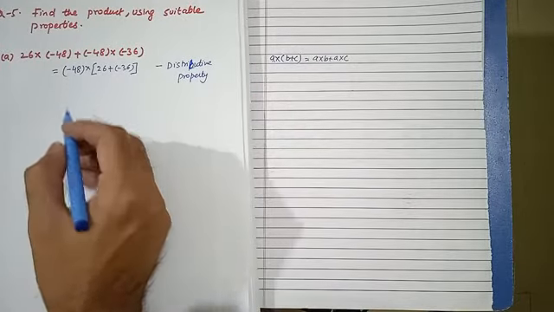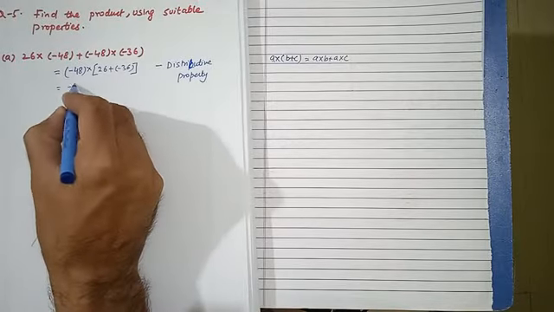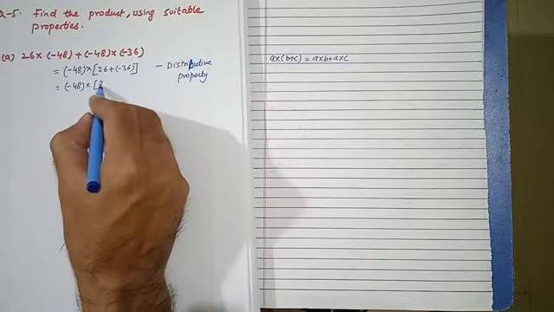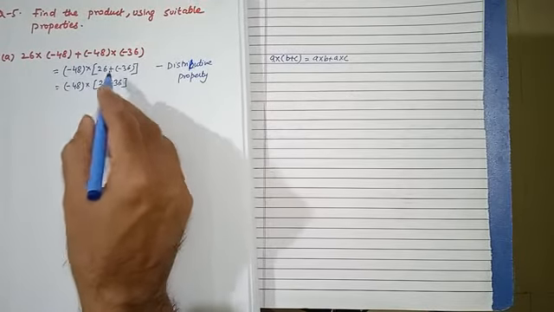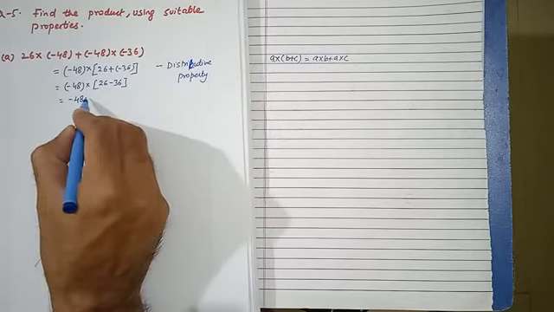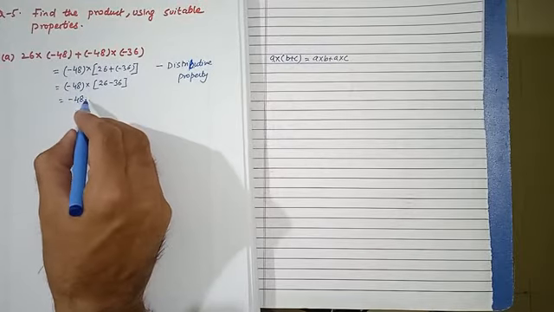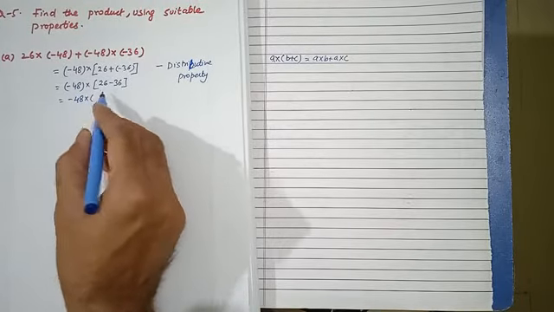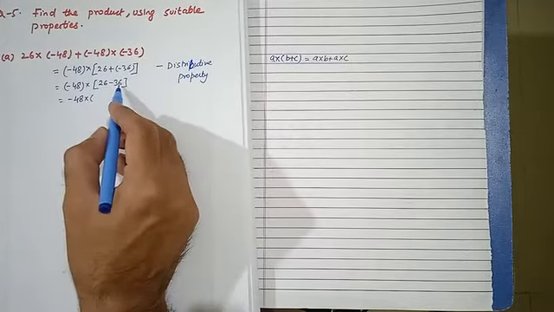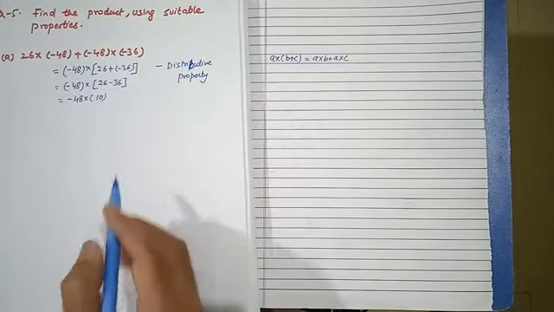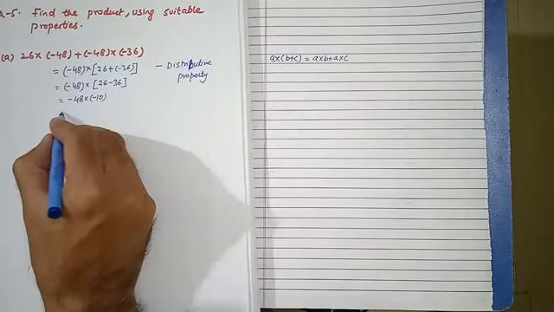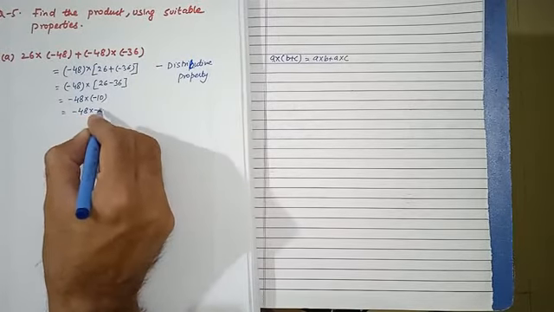Now let us simply solve this. -48 into, if you open the bracket, you will get 26 minus 36, because plus into minus will be minus. So this is -48 into, and this will become 20? No, you subtract 26 from 36: 36 minus 26 is 10. We take the sign of the greater number, so the minus sign will be there. So you will get -48 into -10.